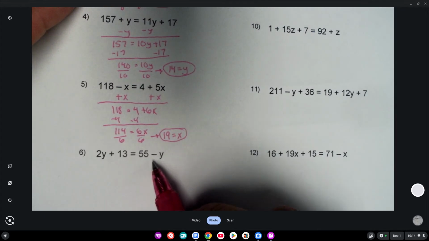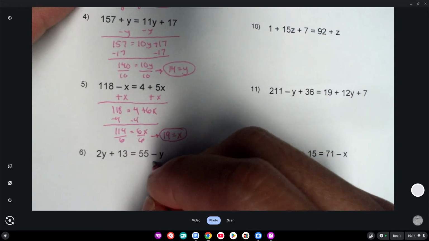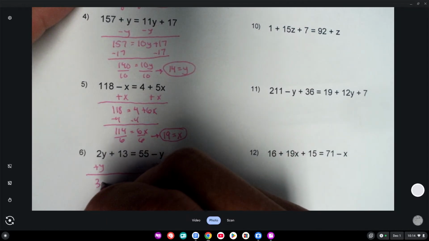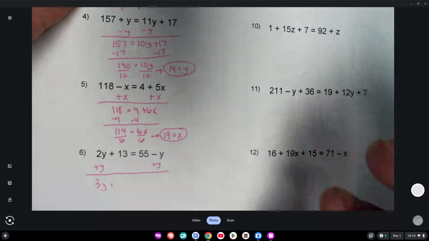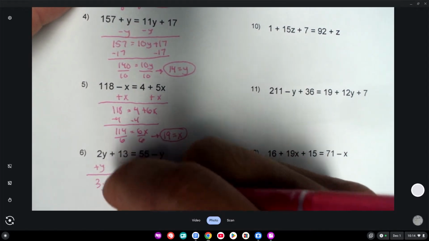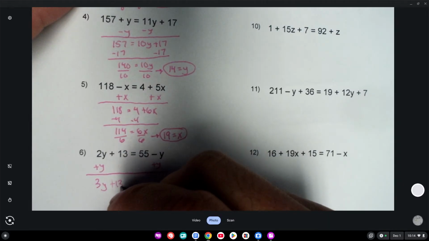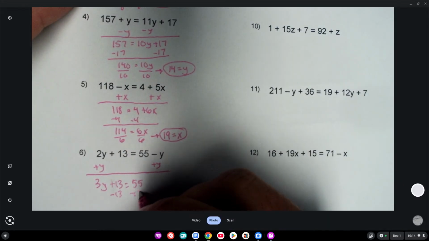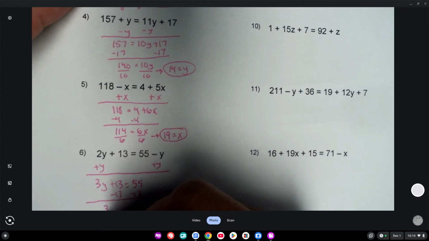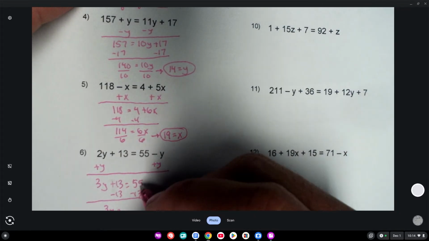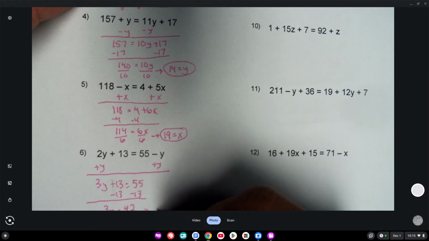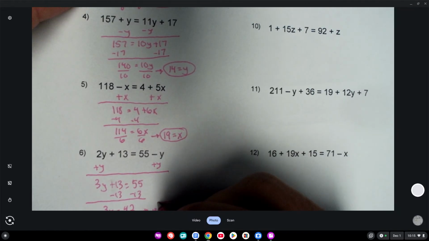Alright, I've got a 2y here, I've got a minus y over here, so I'm going to add y to both sides. So I get 3y, oops, not equals yet, plus 13, haven't gotten rid of that yet, plus 13 equals 55. Subtract the 13 from both sides. Still have my 3y over here, the 13's are gone, 55 minus 13 is 42. Divide both sides by the number in front of the letter. y equals 14.